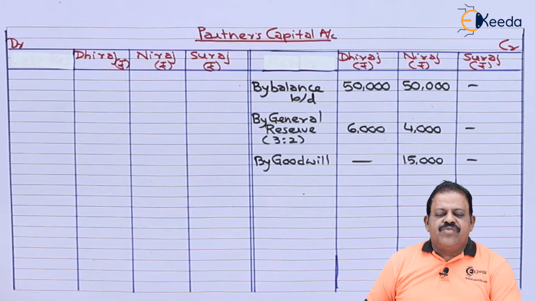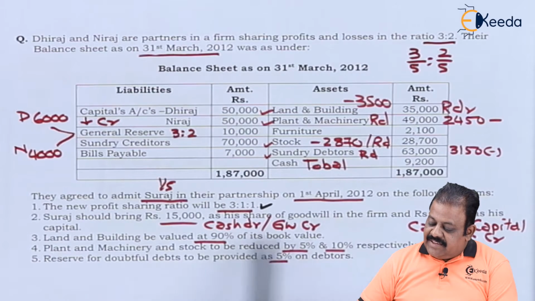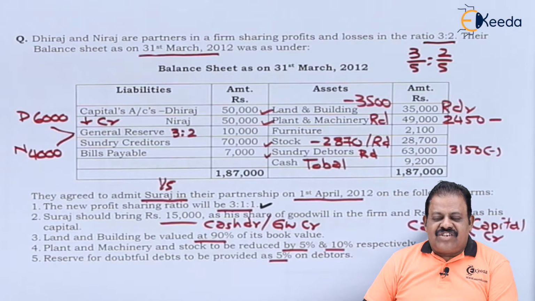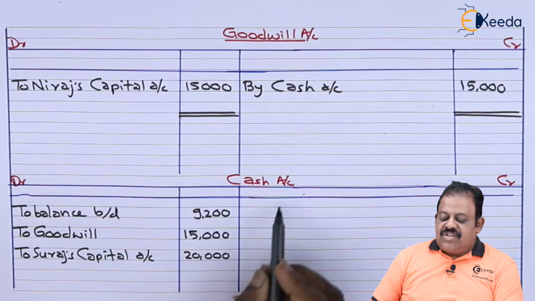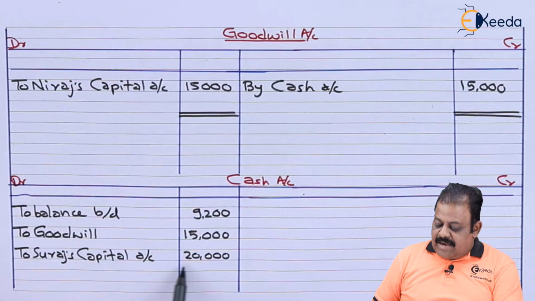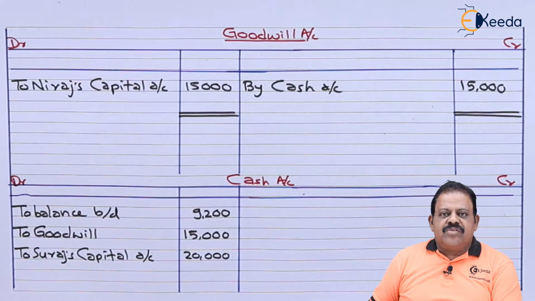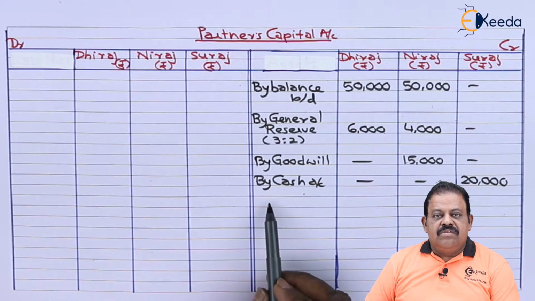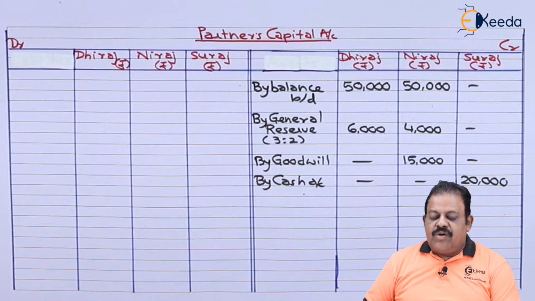The amount is 15,000. Suraj should bring 20,000 as his capital. This will be debited to cash account and credited to Suraj capital account. Cash account debit to Suraj capital account 20,000. Partners capital account credit, Suraj column, 20,000 by cash 20,000.